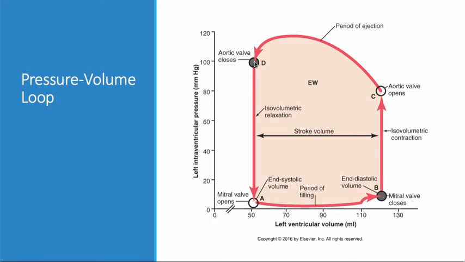Now the aortic valve closes because the pressure in the aorta is higher than the pressure in the ventricle. And now the period of isovolumic relaxation begins. And during that time, there is a tremendous drop-off in pressure inside the ventricle.